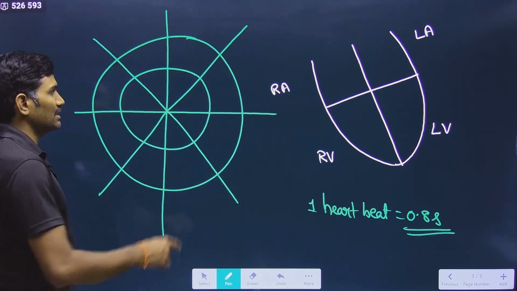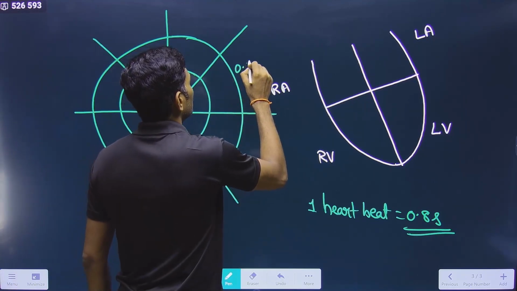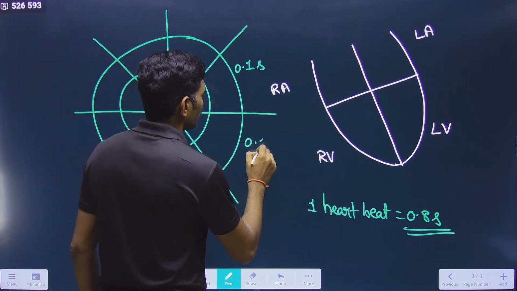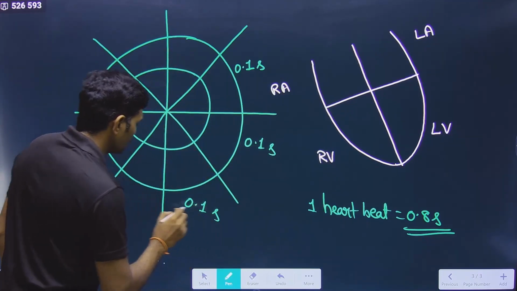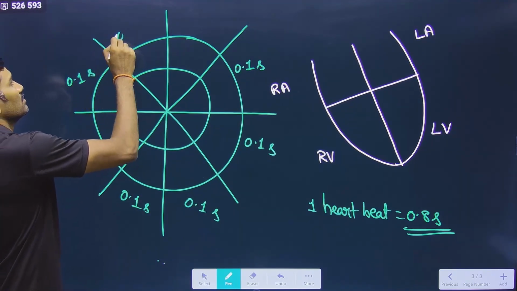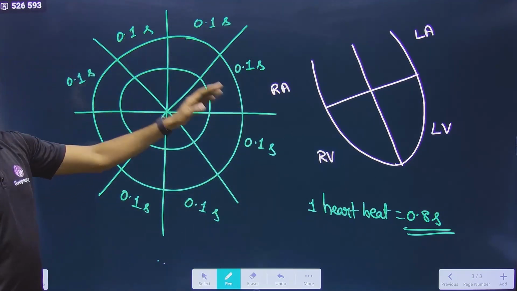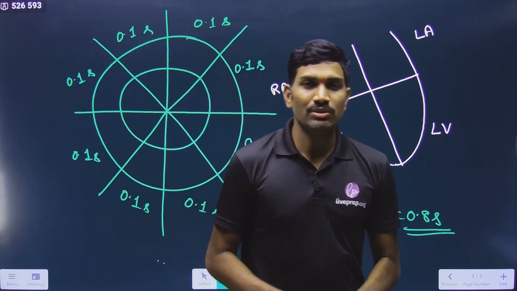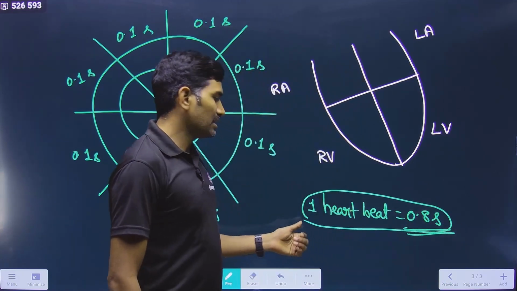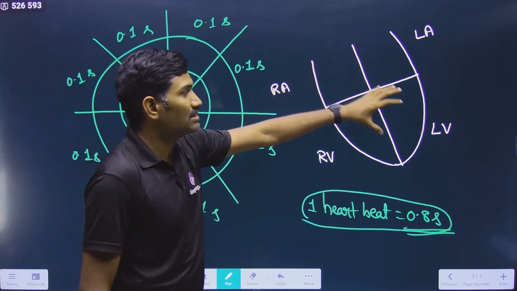And that 0.8 seconds I have divided into 8 parts. Let us take each one as 0.1 second. Divided into 8 parts, each of 0.1 second. If you add all these 8, you will get 0.8 seconds. Understood or not? Now what exactly we are studying is that one heartbeat will take 0.8 seconds. For each and every 0.1 second, how exactly are the changes taking place here?